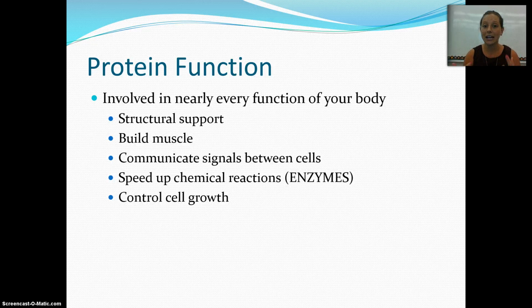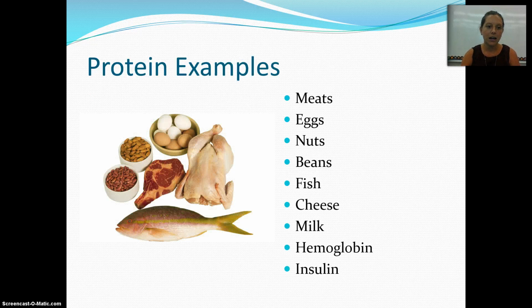They're used for communicating signals between cells. They're used for speeding up reactions. Remember, I told you enzymes are special proteins. Okay, so enzymes are a type of protein. And they also control cell growth. So lots of different functions there. And some examples of foods that have proteins are going to be your meats, your eggs, your nuts, your beans, your fish, your cheese, your milk.